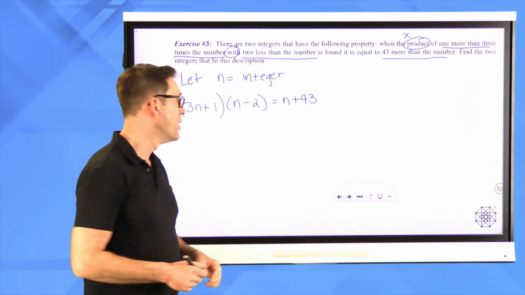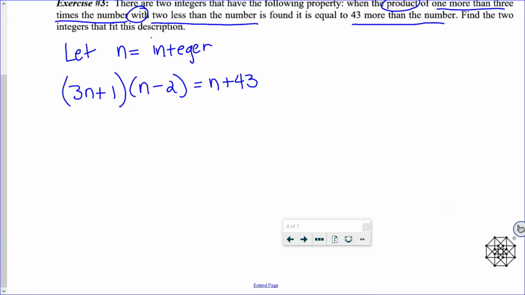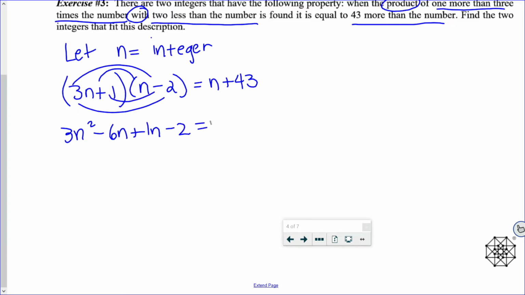All right, here we go. I'm going to use FOIL, so I'm going to do first. It's going to be 3n squared, outer, negative 6n, inner, plus 1n, last, minus 2, equals n plus 43. Not doing anything with that yet. 3n squared minus 5n as I collect those like terms, minus 2, equals n plus 43.